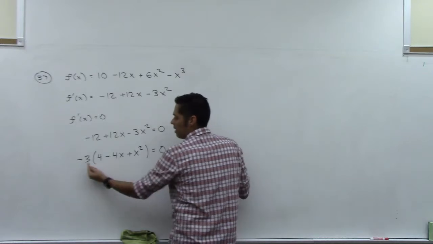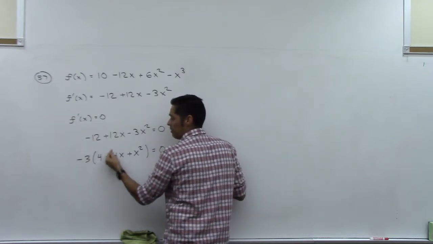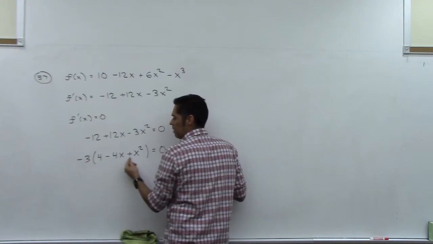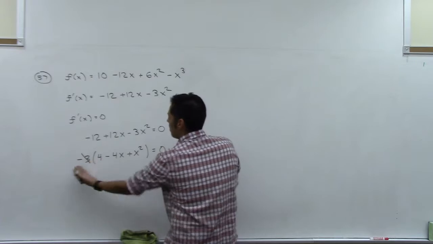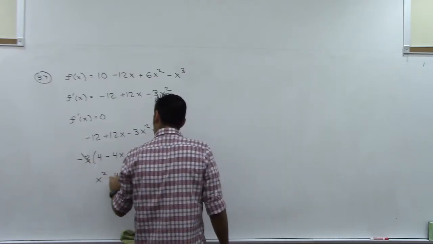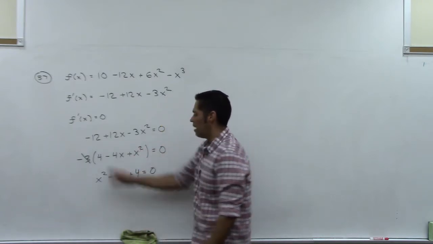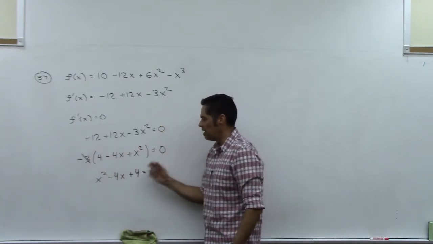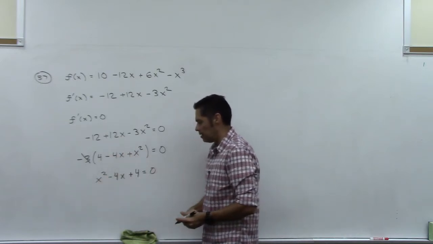So let's just double check that. If I multiply here to here, I get negative 12. Here to here, negative and negative is positive, and then here to here, I get a negative 3x squared, so that works. Then I divide both sides by negative 3, which leaves me with this quadratic. So I got rid of the negative 3, divided both sides by negative 3, and then I just rewrote this in a different order. It's the same expression, just rewritten.